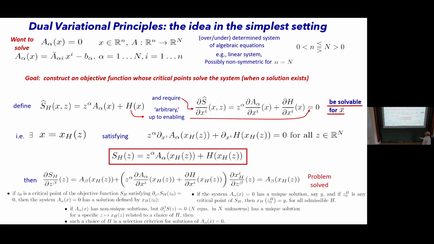The idea is, suppose I ask you, the question is, solve a nonlinear system of algebraic equations. So x is in Rn, A taking Rn to RN, and all possible combinations, underdetermined, overdetermined, doesn't matter. One example is a matrix linear equation, but not square. And even when it is square, it need not be symmetric. Okay, question. So think about it. Matrix is not symmetric. Goal: construct an objective function whose critical points solve the system.